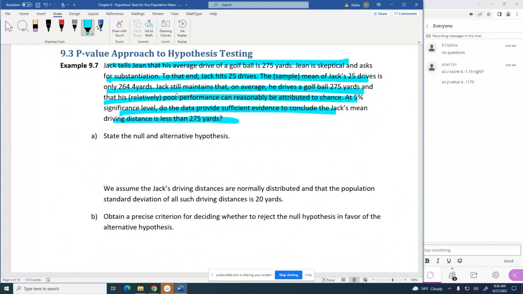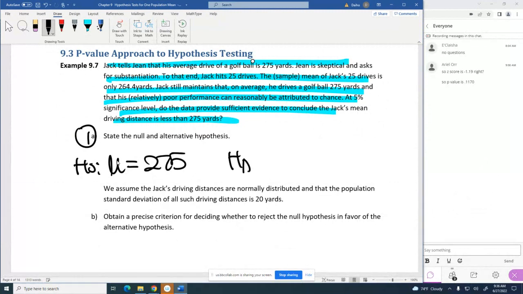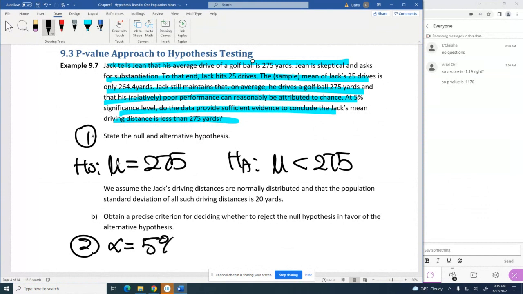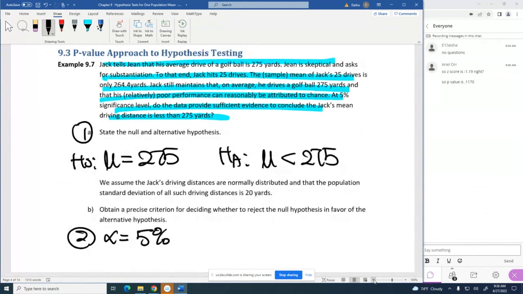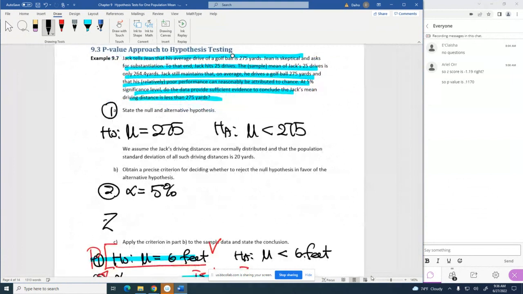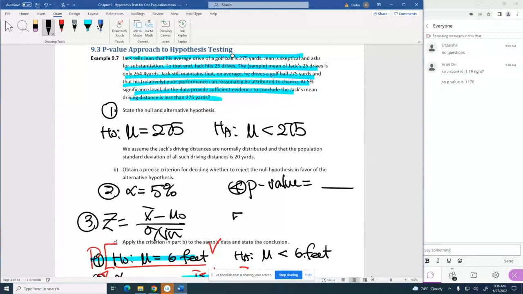What is the problem? But when I suggest to her, okay, now step number 1, the null hypothesis must be mu equals 275, and HA is mu is less than 275. And can you see the alpha, the significance level was given 5%, and the test statistic must be the z-score, step 3, x bar minus mu 0 over sigma over square root of n. Then the p-value will be from the z table. So we reject the null hypothesis.